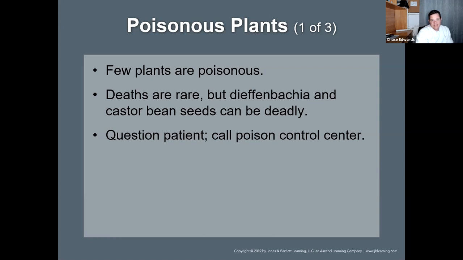So, poisonous plants. Most plant-related exposures involve children under the age of six. Death from plant ingestions is rare. Your book, Table 23-5, has a text list of common toxic plants. It's impossible to list them all.